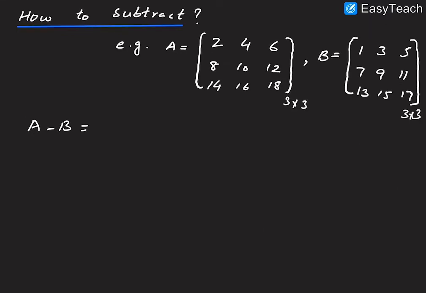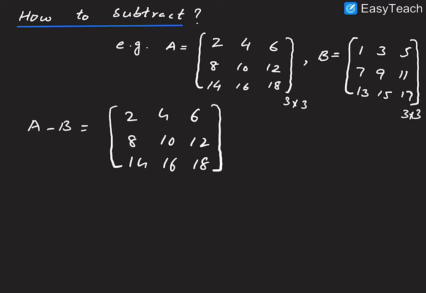Similarly, we will see how to subtract two matrices. This time I have taken 3 by 3 order. So A minus B. First write matrix A: 2, 4, 6, 8, 10, 12, 14, 16, 18. I have taken even numbers. You can also take the same example. Now B, I have taken odd numbers 1, 3, 5, 7, 9, 11, 13, 15 and 17.